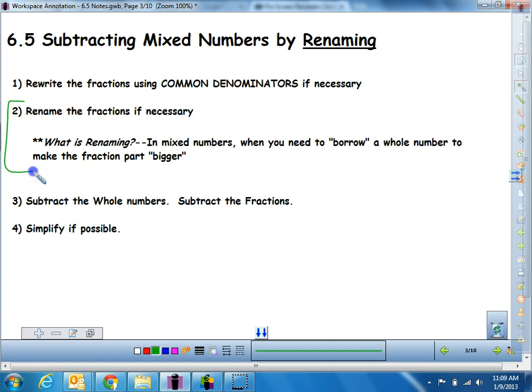What is renaming in mixed numbers? When you need to borrow a whole number to make the fractional part bigger. That's what we're talking about with renaming. So once we have renamed it, then we're back to familiar territory. We subtract the whole numbers, we subtract the fractional parts, and then we simplify if possible.